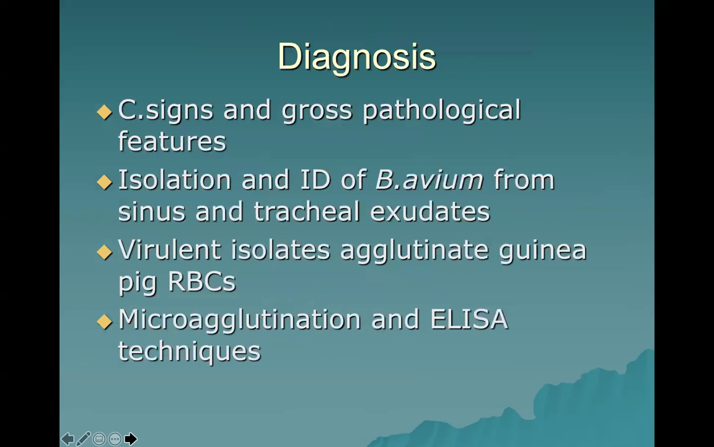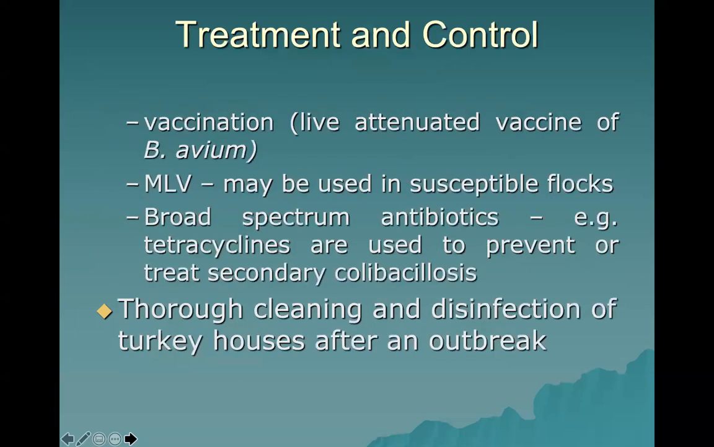How do we diagnose? Via clinical signs and gross pathological features, and isolation and identification of the organism from sinus and tracheal exudates. Virulent isolates agglutinate guinea pig red blood cells, in contrast with Bordetella bronchoseptica, which is known to agglutinate red blood cells of sheep and cattle. Microagglutination and ELISA techniques can also be used, and some PCR-based methods can be employed for the isolation and confirmation of the organism.